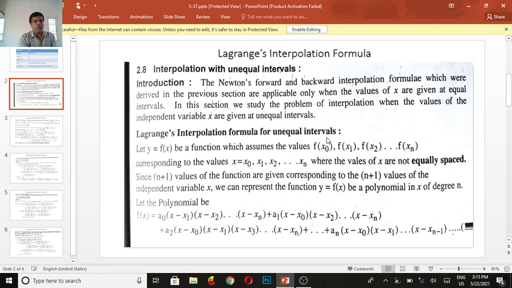Let y equal to f of x be a function which assumes the values f of x naught, f of x1, f of x2, etc., f of xn, corresponding to the values of x equal to x naught, x1, x2, etc., xn, where the values of x are not equally spaced.